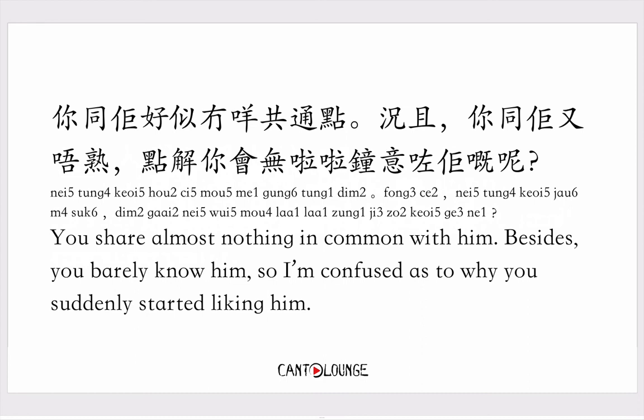Things in common is 共通點. 共通 is a commonality. 共, share; 通, through; 點, point. Kind of makes sense, right? 無啦啦 is a fun Cantonese expression, does not exist in Mandarin or in written Chinese. 無啦啦 means out of the blue or all of a sudden. 鍾意咗佢, 鍾意咗佢 is like a fixed expression. You can't break it down in terms of tenses or whatnot. 鍾意咗佢 means to start liking someone, right?